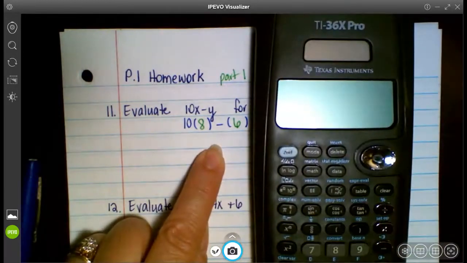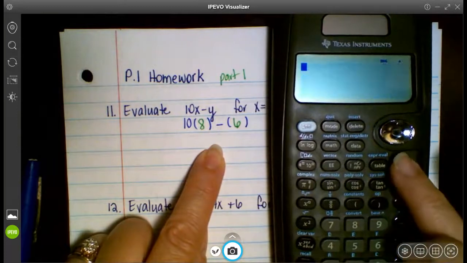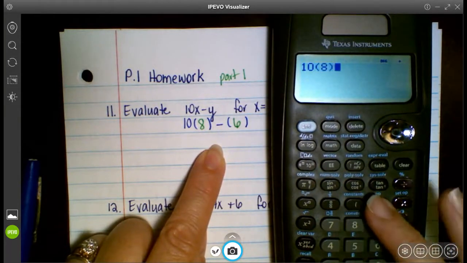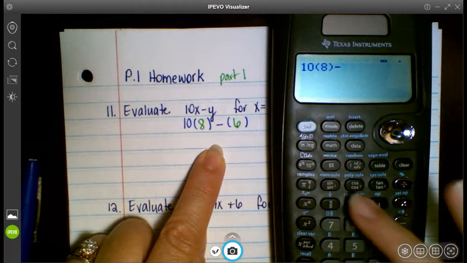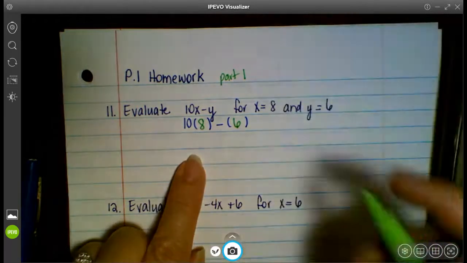Or we can go to our calculator and we can type it in exactly the way we see it. 10 parenthesis 8, close our parenthesis, minus parenthesis 6, close that parenthesis, and the calculator will handle it. It's 74.